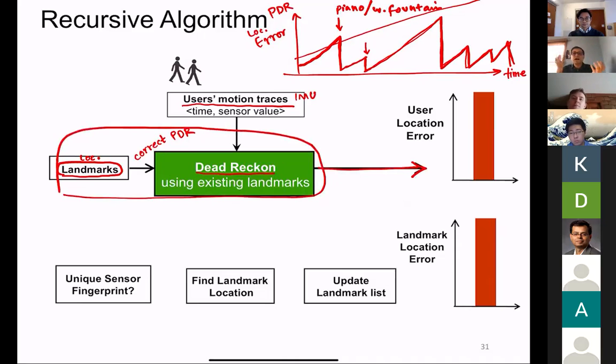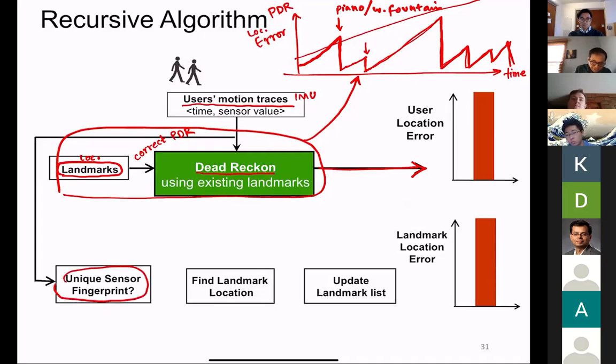Right? I have landmarks, I have PDR, I'm doing PDR, periodically I'm correcting it. So this part is exactly this part. I'm periodically correcting my PDR with landmark locations. But what UnLoc is saying is, look, I can also take my user's motion traces, the IMU data, and create a unique sensor fingerprint. From that, I find landmark locations, but I find landmark locations using the dead reckoning.